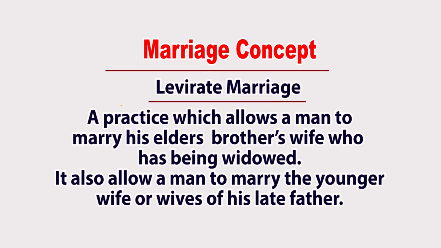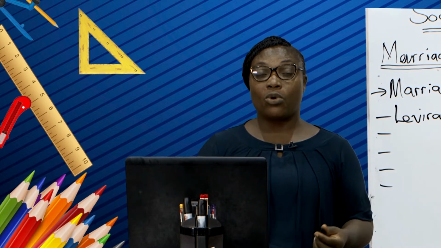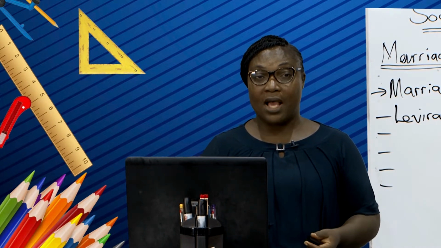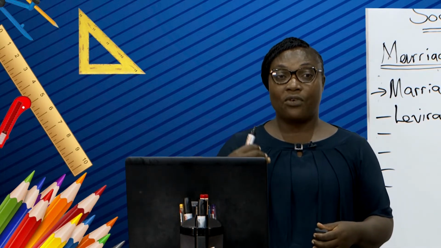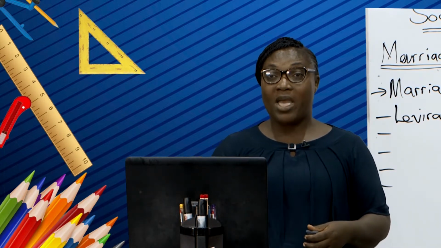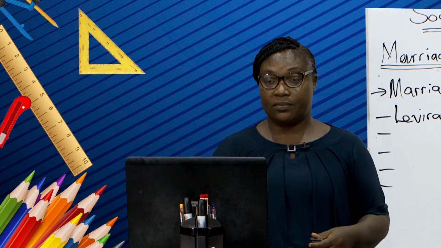Levirate marriage is a practice which allows a man to marry his elder brother's wife who has been widowed. It also allows a man to marry the younger wife or the wives of his late father. That is common among the traditional rulers, where you have a new king marrying the wife of the former king, who may happen to be his father.